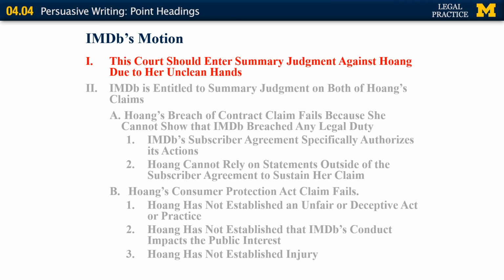If IMDb can convince the court that the plaintiff's unclean hands are a reason to deny her any relief whatsoever, then IMDb doesn't even need to get to the nitty-gritty of whether there's enough evidence to support her individual claims. So that's its first argument. It's one way it can win. And then, of course, the second way it can win summary judgment is by showing that the plaintiff has not presented enough evidence to satisfy either of those claims.